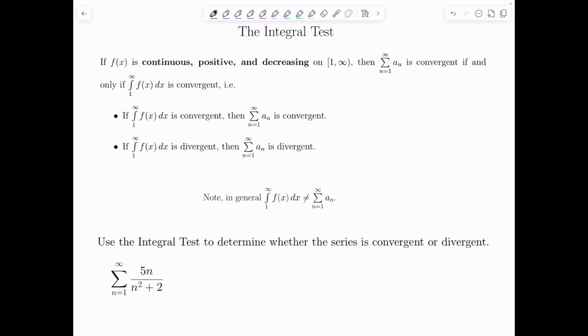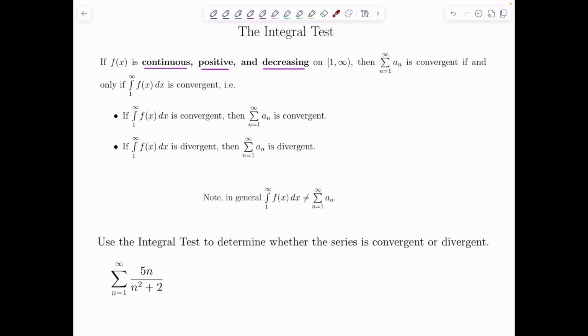If f of x is continuous, positive, and decreasing on the interval from 1 to infinity, then the sum n equals 1 to infinity of a sub n is convergent if and only if the integral from 1 to infinity of f of x dx is convergent. Meaning, if the integral from 1 to infinity of f of x dx is convergent, then the sum n equals 1 to infinity of a sub n is convergent. And if the integral is divergent, then the sum n equals 1 to infinity of a sub n is divergent.